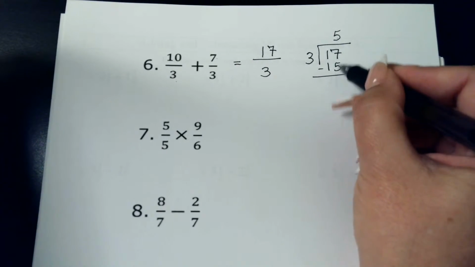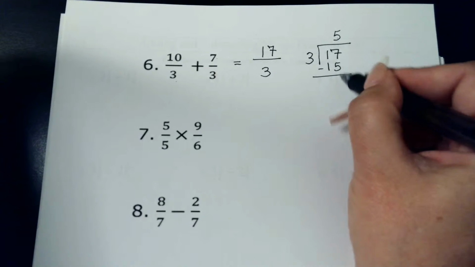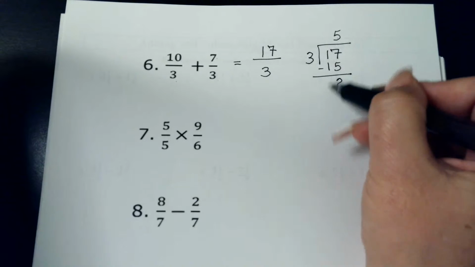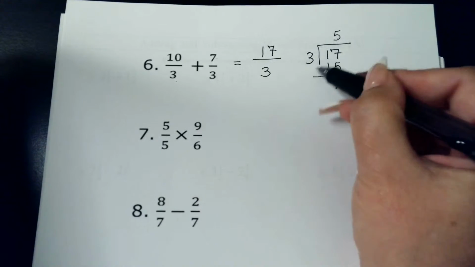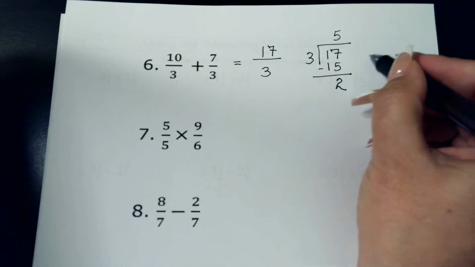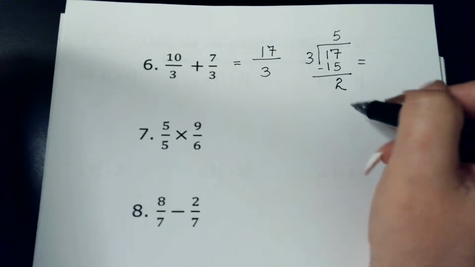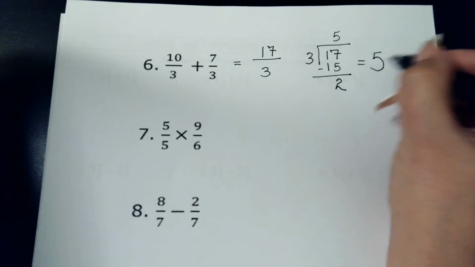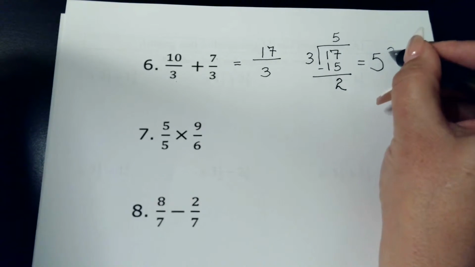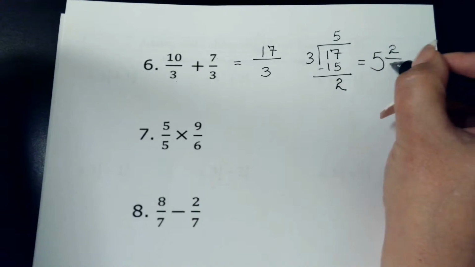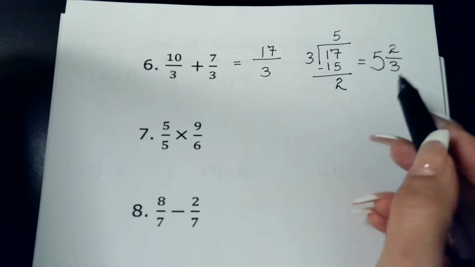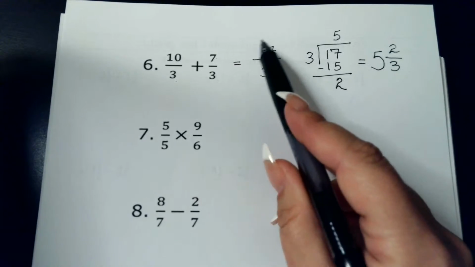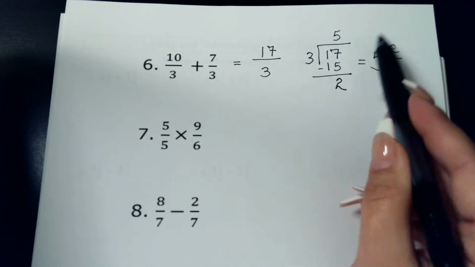Then we subtract from the 17 inside the doghouse, leaving us with a remainder of 2. We have 2 pieces of 3 possible, so that is now our new fraction. We have 5 whole pieces and 2 remaining pieces of 3 that we could have. So that is the new fraction. It is called a mixed fraction, going from improper fraction to a mixed fraction.